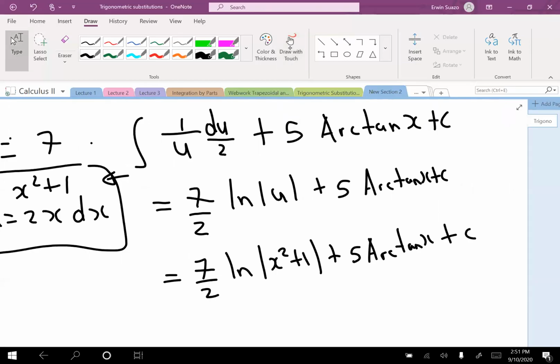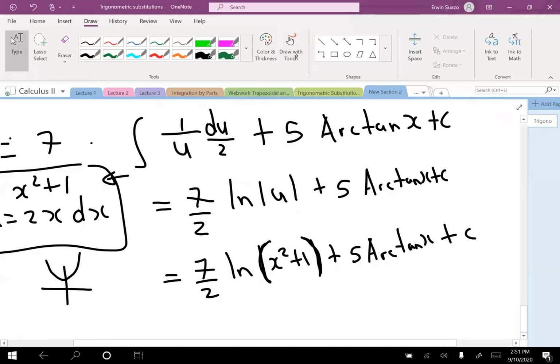And now, notice that the absolute value of something positive is positive. So x squared plus 1 is positive, this function is always positive. So I forget about the absolute value. So this is just normal. And that's it. Okay, so that's the second example.